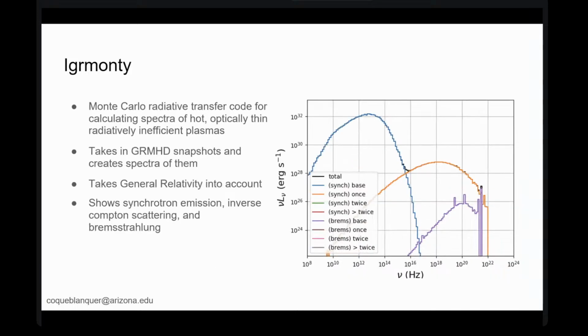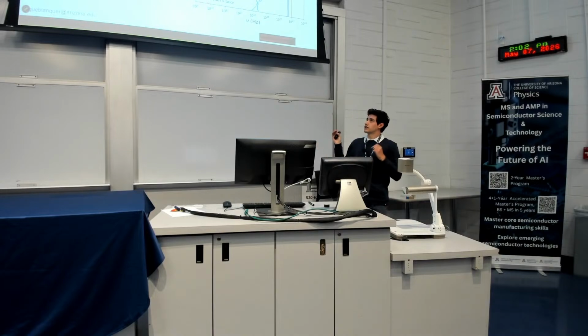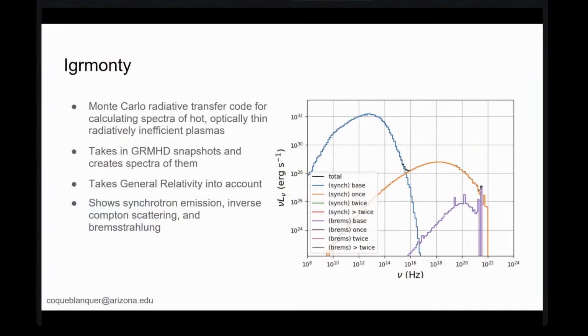So how do we model these radiative processes? The code we use at HDU is called IGR. It is a Monte Carlo radiative transfer code that is used to calculate the spectra of these hot, optically thin, radiatively inefficient plasmas. So radiatively inefficient means that the accretion disk is very hot and emitting a lot of radiation, but it is so optically thick at certain wavelengths that the radiation is hard to escape. Therefore, all the radiation stays in the accretion disk, or the vast majority of it, and we can examine it in these situations.